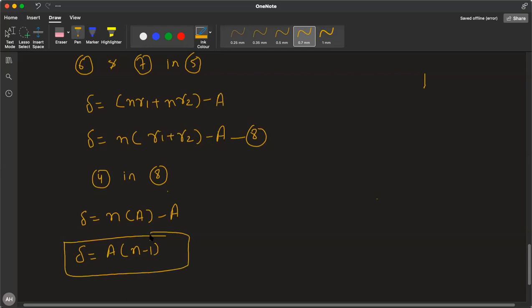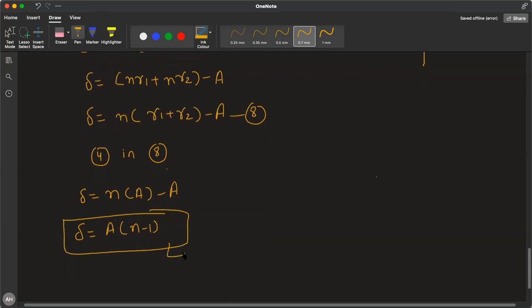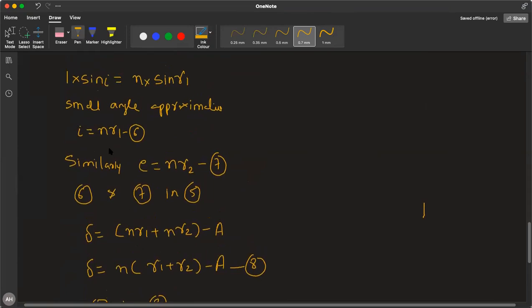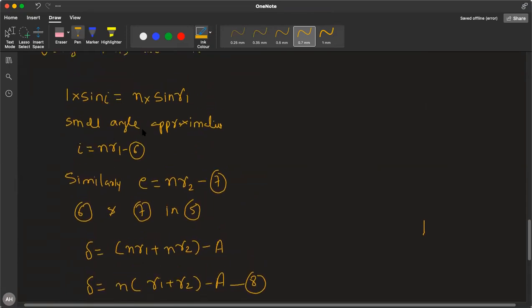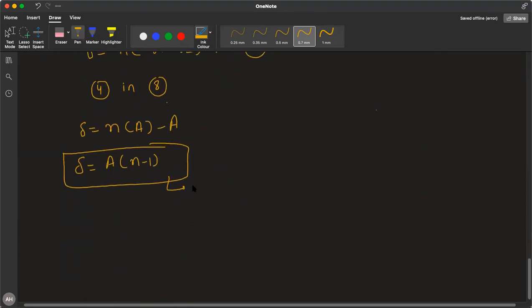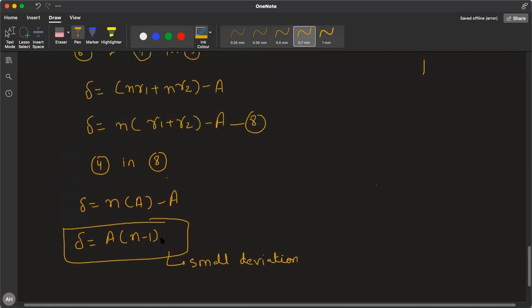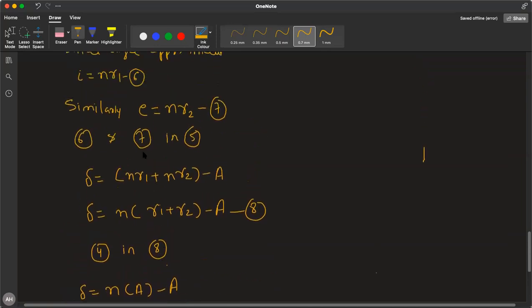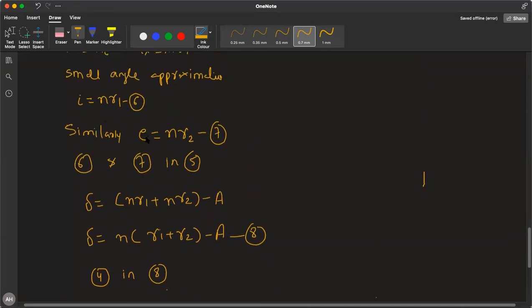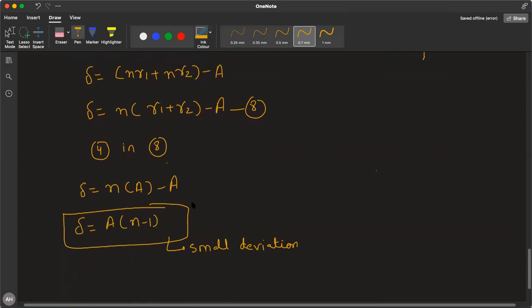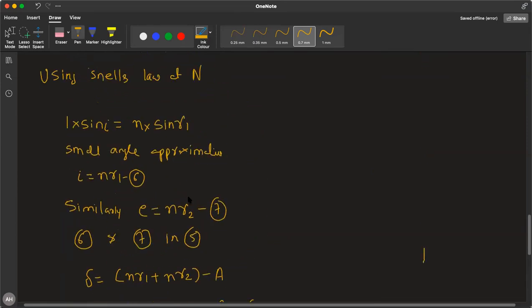So this is again a relation for deviation, but we will use this relation only if small angle approximation is valid. We use this relation only if deviation is small. Otherwise, you can't use this relation, because while using it you are using the fact that I is nR1 and E is nR2. So this relation is valid only for a small deviation.